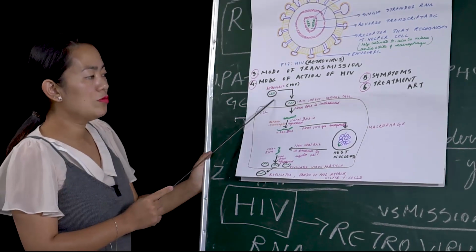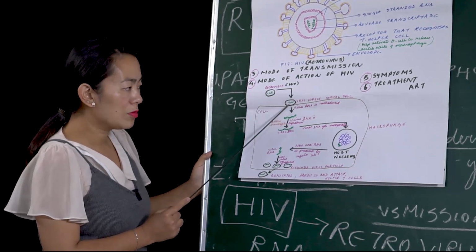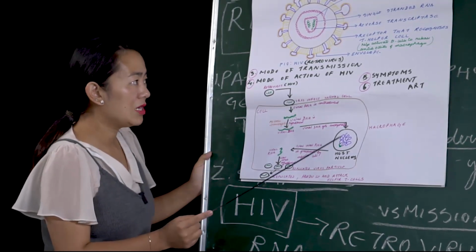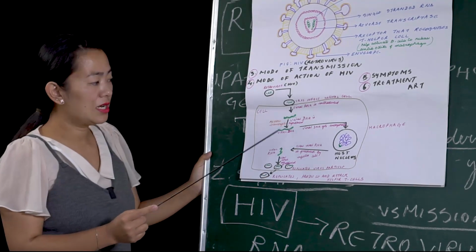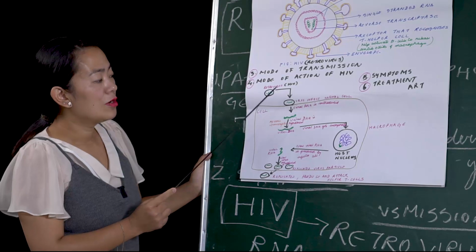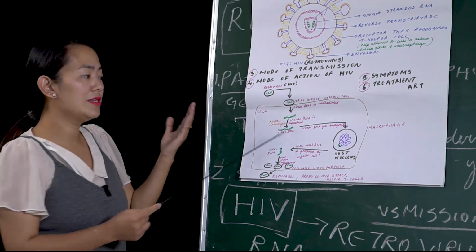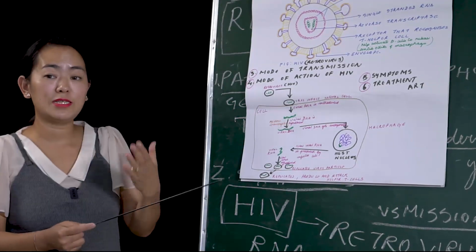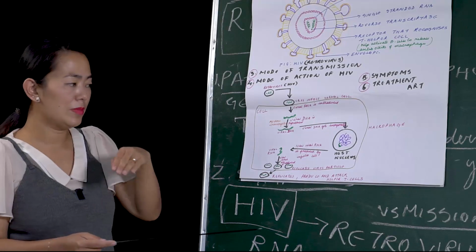So this HIV will go to the normal cell. When it goes to the normal cell, it will release the outer layer. After it releases the outer layer, it will go inside. Only the viral RNA will go inside. Only the viral RNA will be introduced. That means only the genetic component will be introduced into the cell of a normal human being. Remember that.